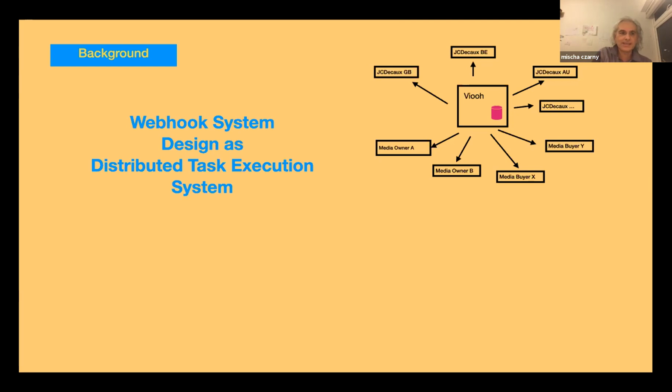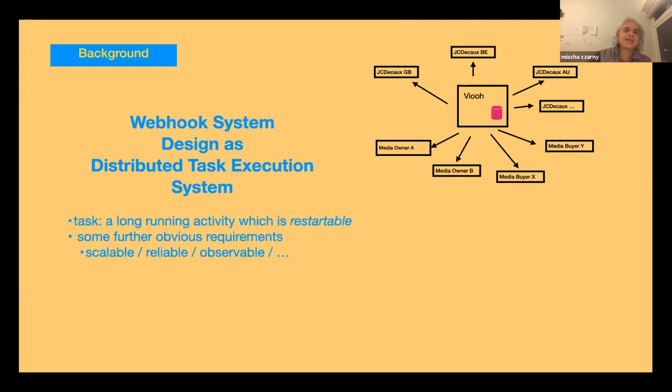So let me put here some further definition. What is a task in this context? It is something long running and also quite important. It is restartable. That means if the worker where the task lives on crashes for some reason, we can put the task somewhere else and it knows exactly where to start. We don't want to have any data lost. By the way, we don't guarantee exactly-once delivery, but we still at least guarantee we deliver the messages. And obviously there are further non-functional requirements, that is quite clear.